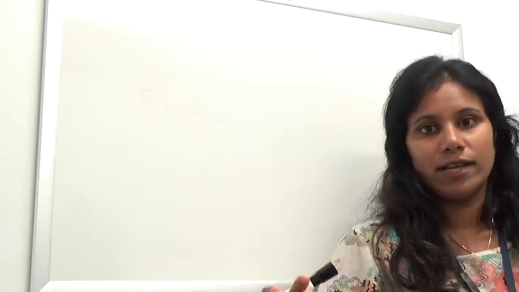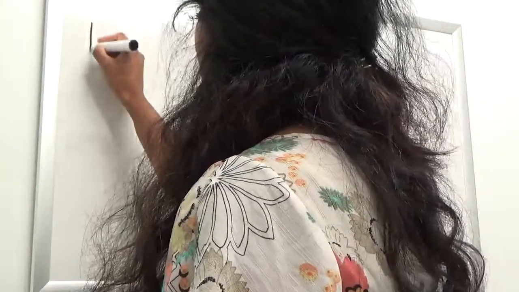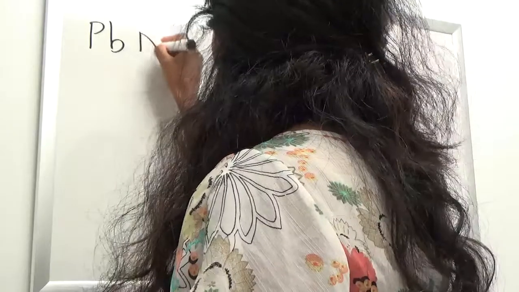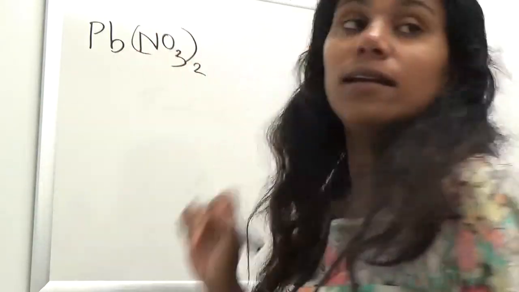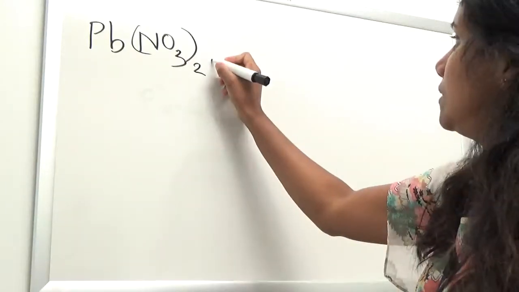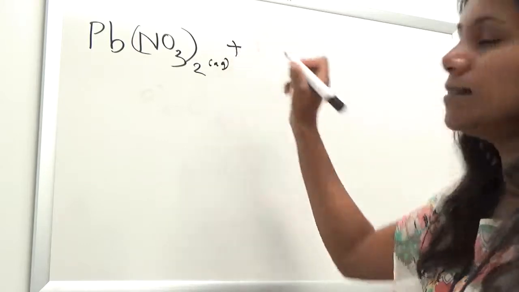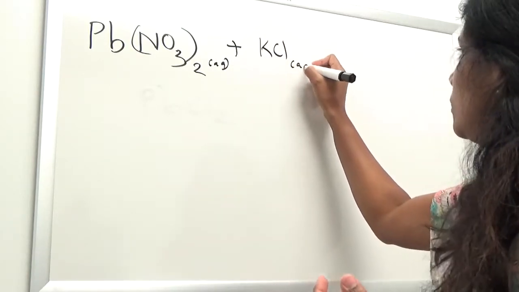At the beginning of writing any type of equation, what do you need to know? You need to know how to write lead nitrate. Lead is Pb, nitrate is NO3. So I write Pb(NO3)2, lead nitrate, with lead once and nitrate twice, in aqueous state, plus potassium chloride, KCl, again aqueous.